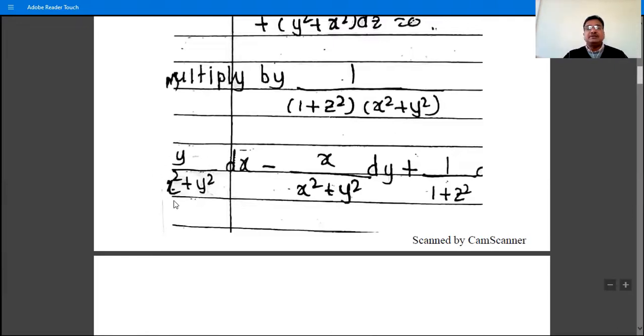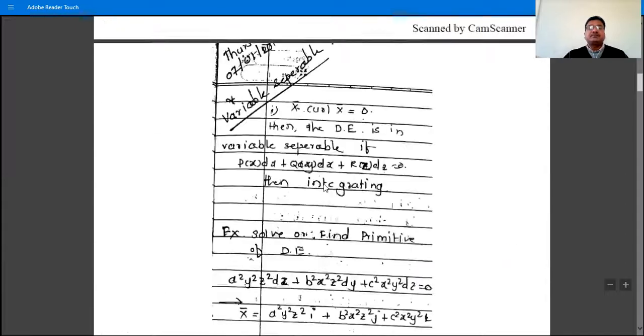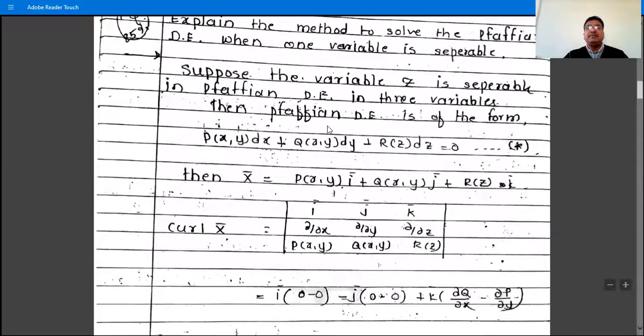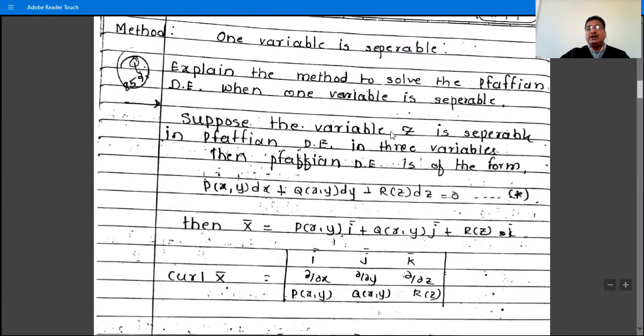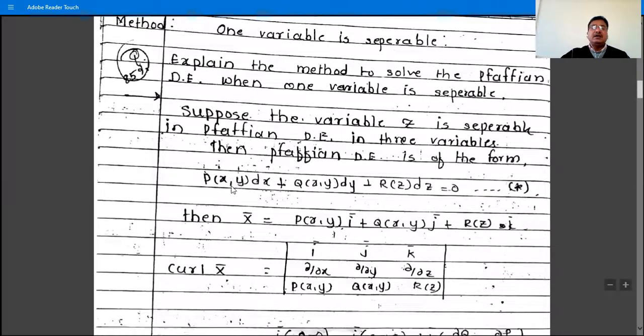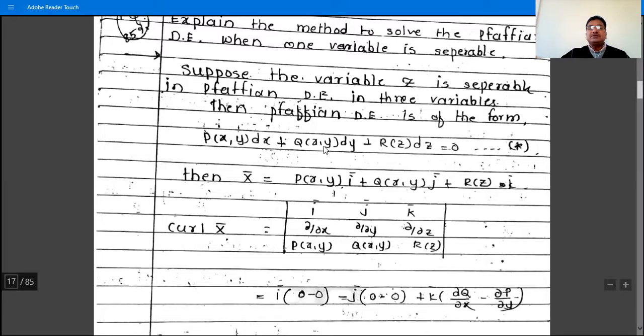But the coefficient of dx is a function of x and y, and the coefficient of dy is also some function of x and y. So we assume that the given Pfaffian differential equation is one variable separable and the z variable is separable. Then it is expressed in the form P(x,y) dx plus Q(x,y) dy plus R(z) dz is equal to 0. The general form of the Pfaffian differential equation is P(x,y,z) dx plus Q(x,y,z) dy plus R(x,y,z) dz is equal to 0. But if it is one variable separable and z is separated, then we have this form.